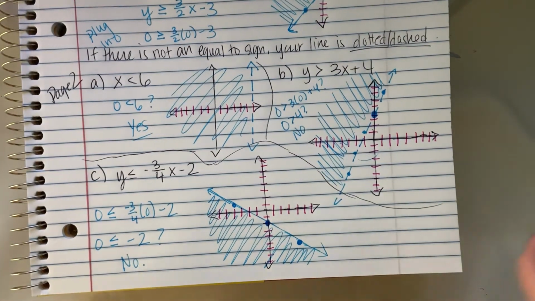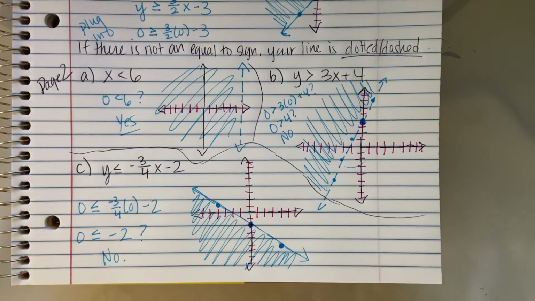Now in the second half of this video, we'll see what happens when we have multiple linear inequalities and what we do with them, how we handle the shading and the graphing when there's 2 of them.